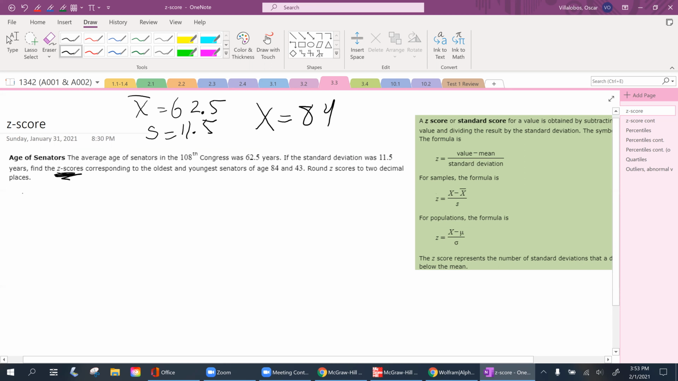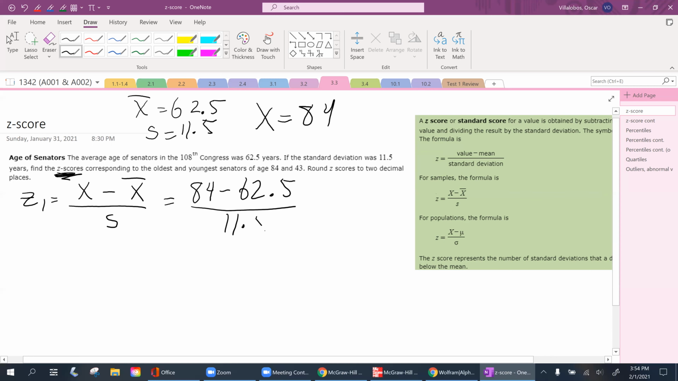Let's go ahead and do it for my first z value. My first z value is going to be x minus x bar over my standard deviation. My x for this problem, let's do it for the oldest, is 84 years minus my average, which is 62.5, divided by 11.5. Let's go ahead and compute that.